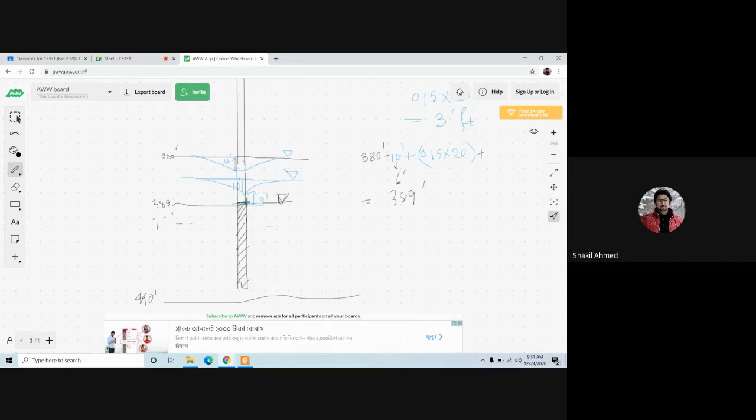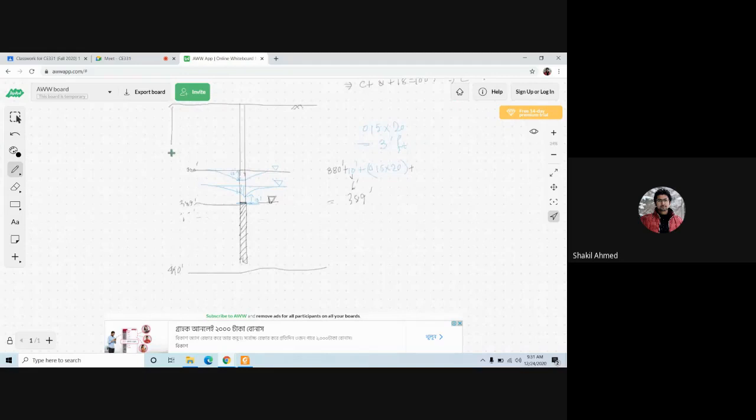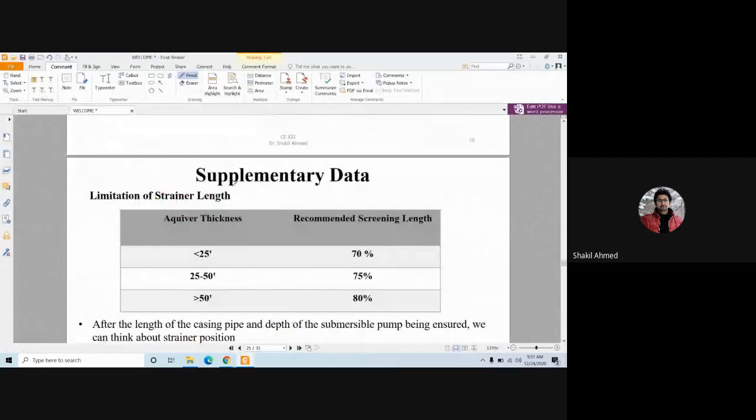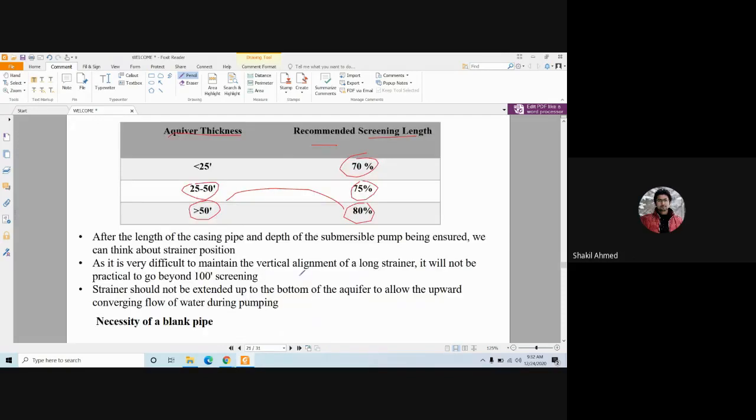Now, we have already determined the casing length. We know this. Okay? Now, what is the screen length? What will be the screen length? For that, we need this knowledge. If your aquifer thickness is less than 25 feet, then recommended screen length is 70% of the aquifer thickness. If your aquifer thickness is 25 to 50 feet, then your recommended screen length is 75% of aquifer thickness. If your aquifer thickness is greater than 50 feet, then your recommended screen length is 80% of the aquifer thickness.